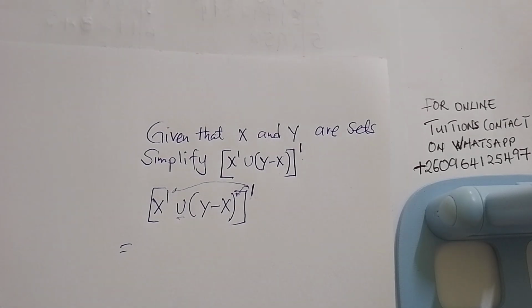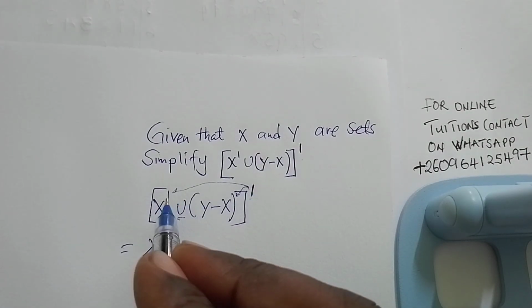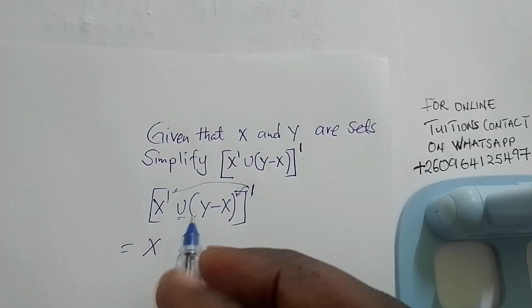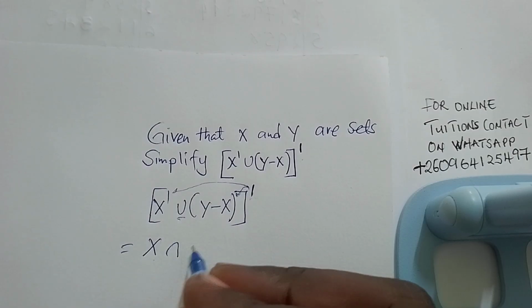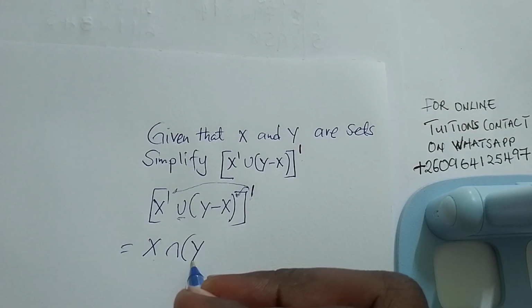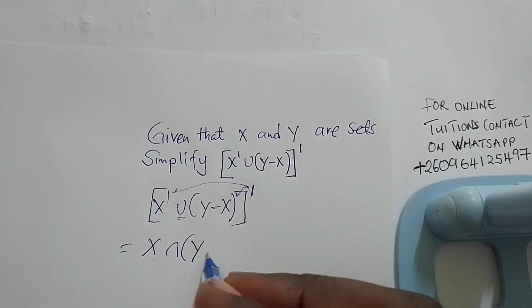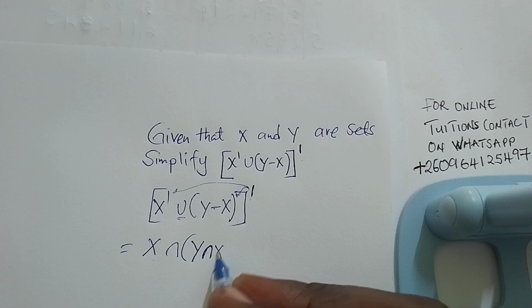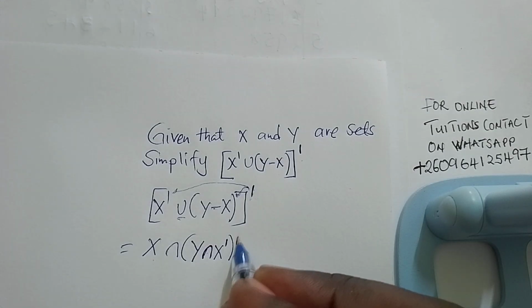So in this case, this is going to be x. We distribute this complement, so it's x complement complement. If you have two complements, they cancel, so we just remain with x. Then this changes to intersection, then this is going to be y. This is minus, and we change this to intersection. The moment you change minus to intersection, the set on the right hand side should have a complement. That is the set difference.